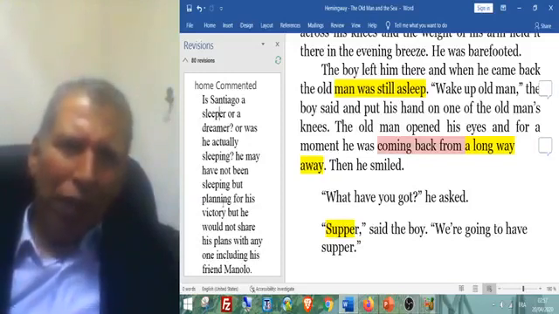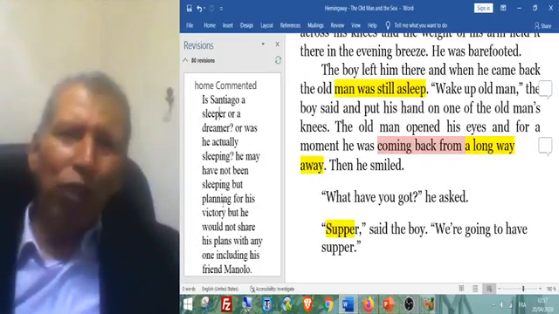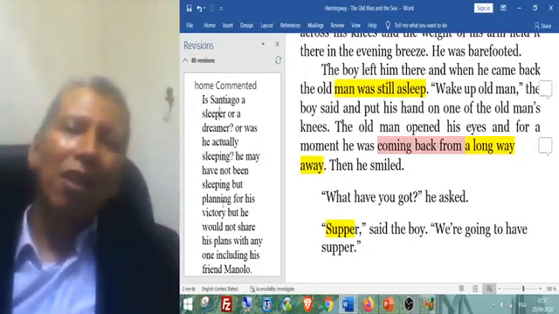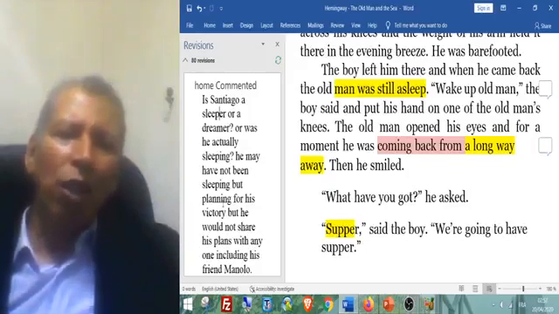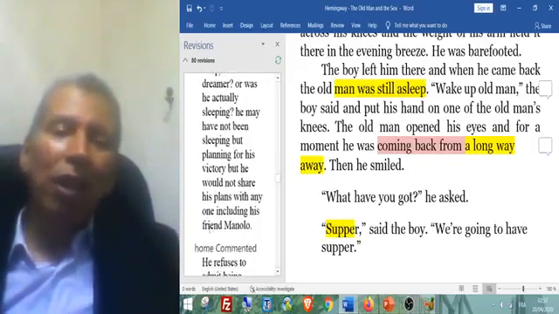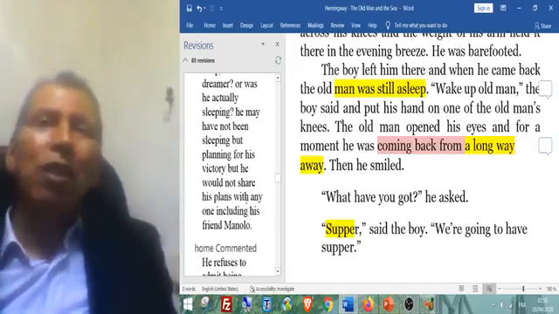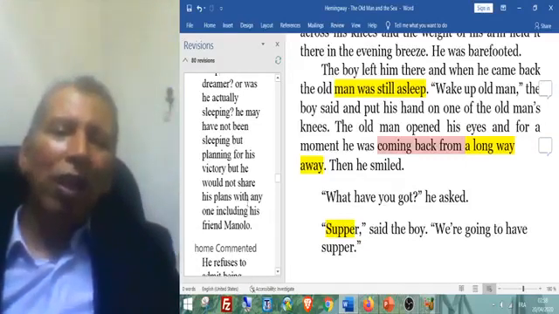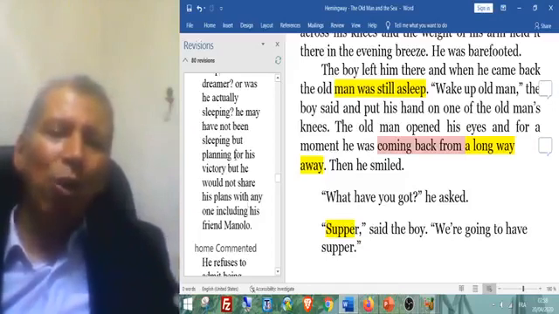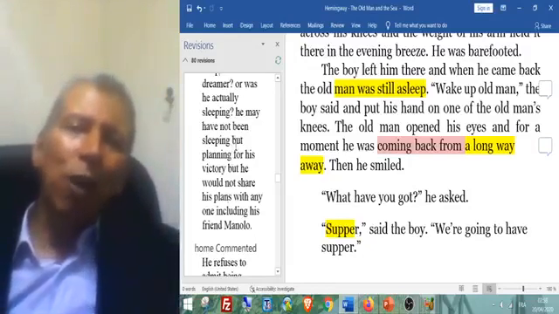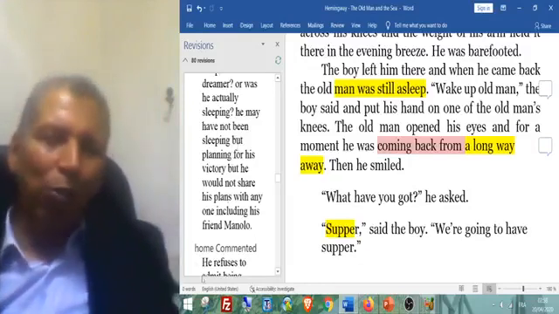He's in the habit of dreaming because heroes are always dreaming of better and greater success. He may have not been sleeping but planning for his victory, but he would not share his plans with anyone, including his friend Manolo. I think so. Yes, he is planning to achieve his victory. He wants to take his revenge against fate, actually. He wants to show his own worth to himself and to the world, and he is right, and it's his right to do so. He wants to prove his worth to himself, to Manolo, and to the world, and he is entitled to do so.